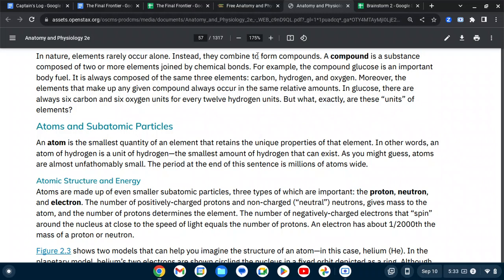But what exactly are these units of elements? Atoms and subatomic particles. An atom is the smallest quantity of an element that retains the unique properties of that element. In other words, an atom of hydrogen is a unit of hydrogen, the smallest amount of hydrogen that can exist. As you might guess, atoms are almost unfathomably small. The period at the end of the sentence is millions of atoms wide.